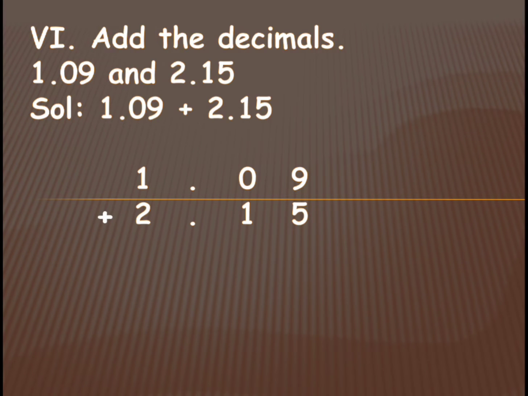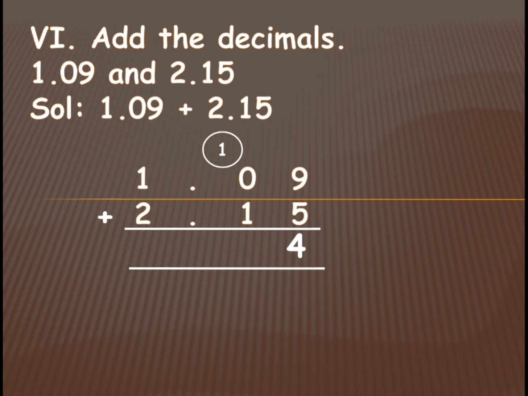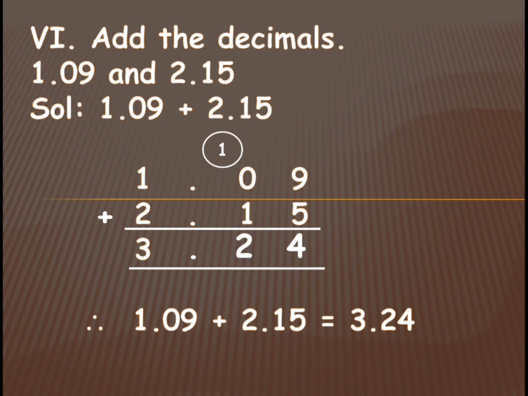Now addition, place the symbol of plus. So 9 plus 5 in hundredths place, 9 plus 5, 14. So 4 you will write down, 1 you will carry. In tenths place it is carry 1 plus 0 becomes 1, and 1 plus 1 becomes 2. Okay, now you have to place the decimal. Then 1 plus 2 in ones place, 1 plus 2 becomes 3. Okay, so in this way you need to add the decimals. Practice from your classwork and also from the skill sheet, children. So finally you will write, therefore, 1.09 plus 2.15 is equal to 3.24.